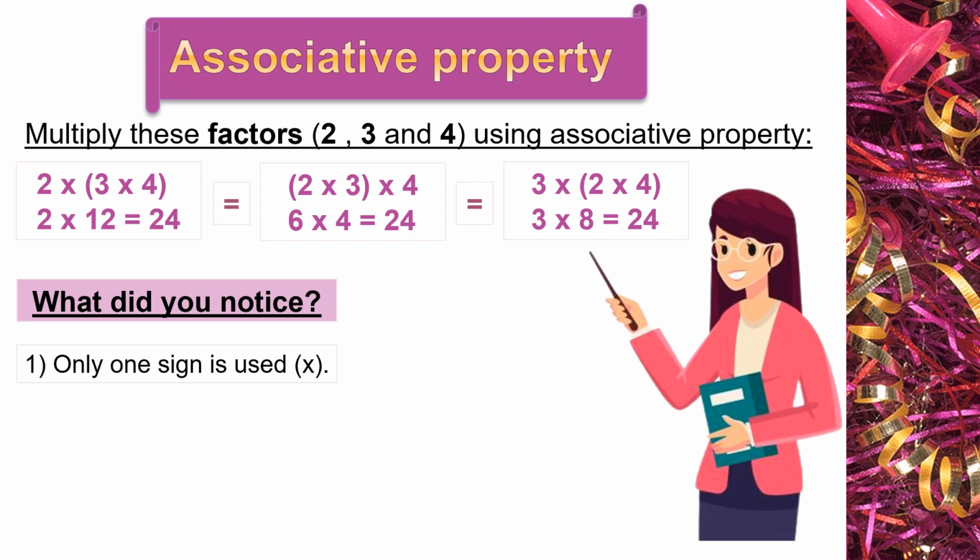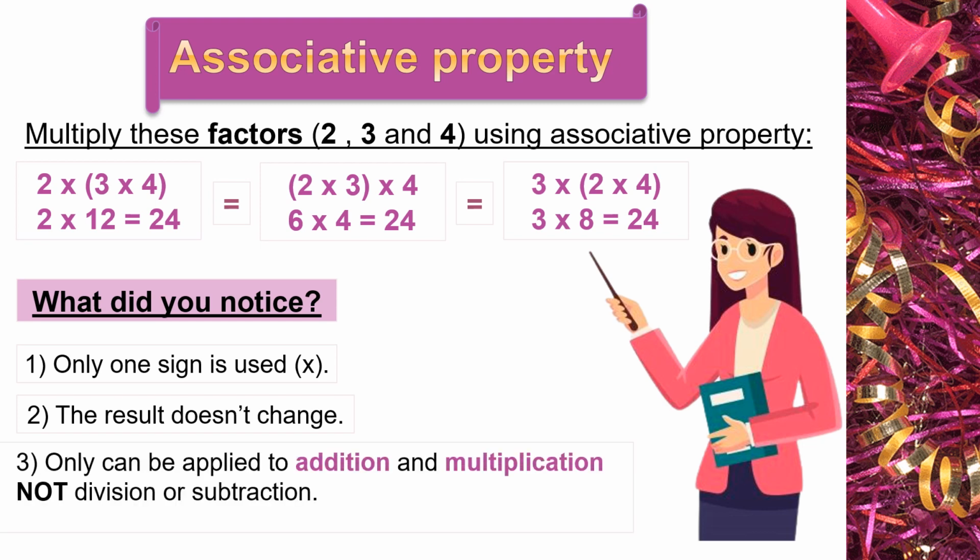I don't have any other sign, like distributive property. Do you remember distributive property? We used times and plus, but here I used times only. So only one sign is used. The second note, the result doesn't change. Here the result in the first way was 24, and the product in second 24, and product in third 24. So remember, when I change the order, the product will not change.